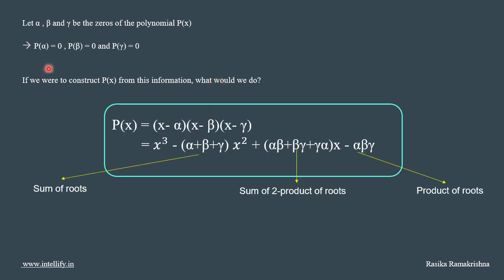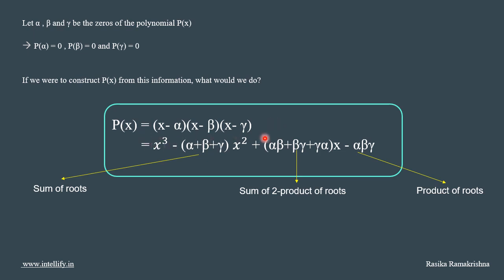So if you're given that alpha, beta and gamma are the zeros of the polynomial, you can say that p of x, the polynomial, can be written as x minus alpha times x minus beta times x minus gamma. So why will this particular expression hold? This is because you'll have p of alpha equal to 0, p of beta equal to 0 and p of gamma equal to 0, and this is obviously a polynomial, right?